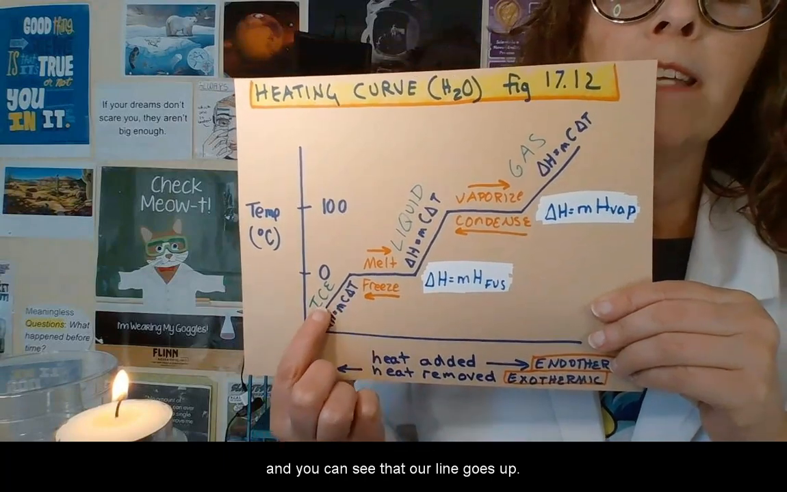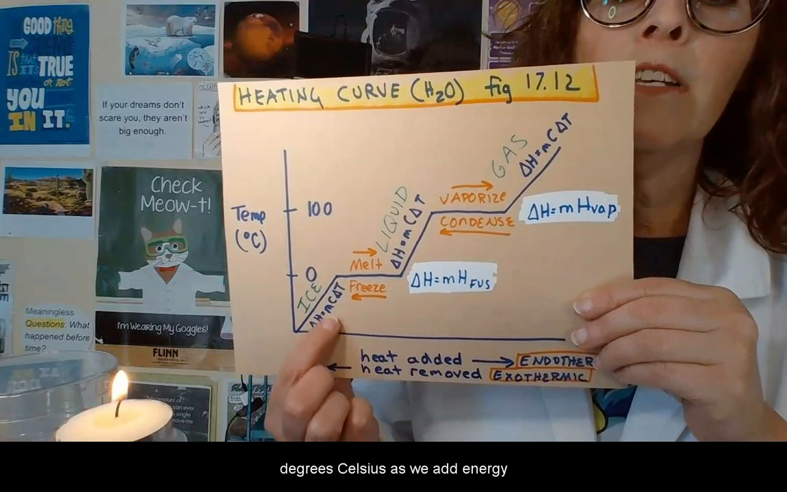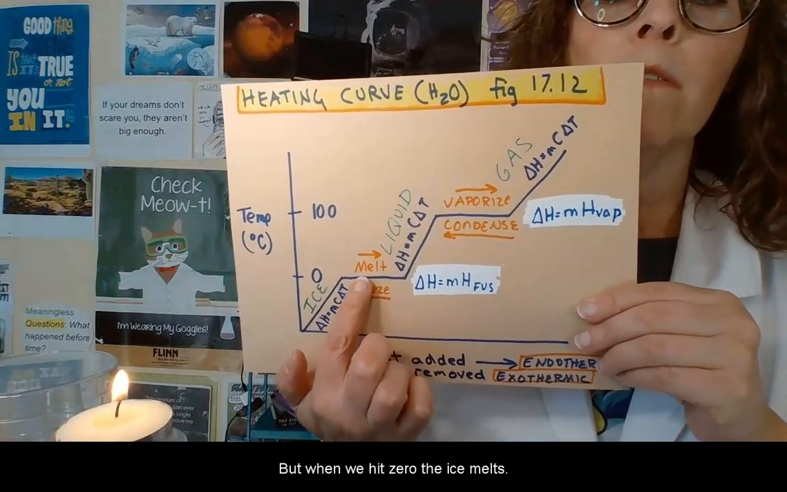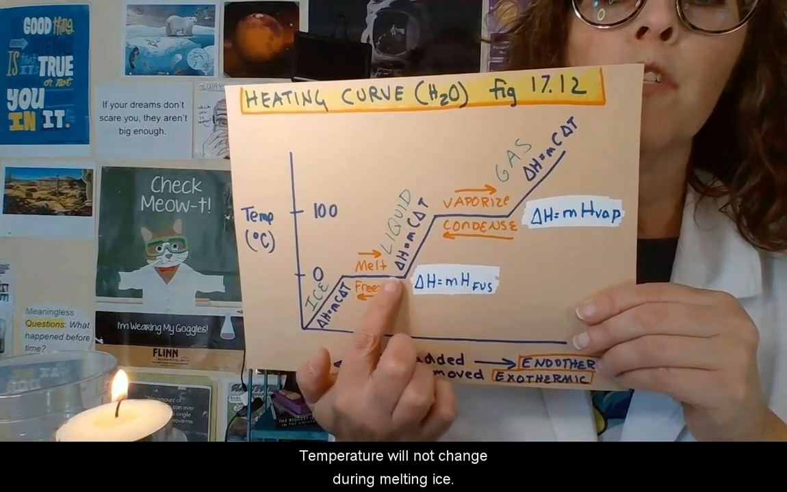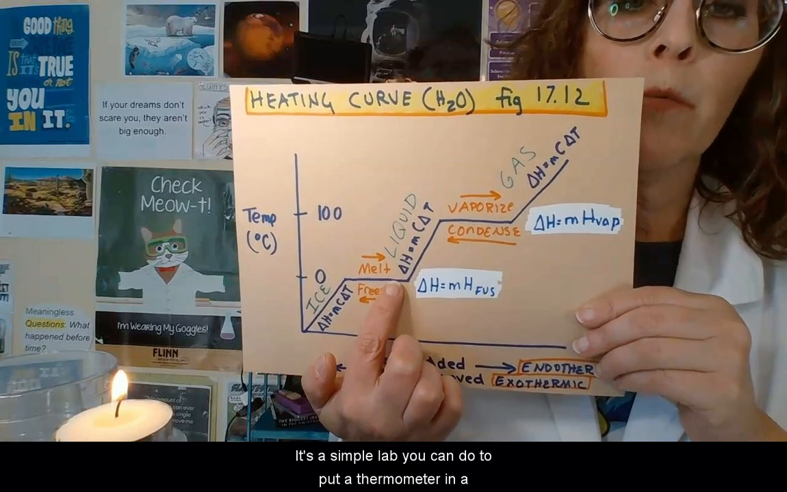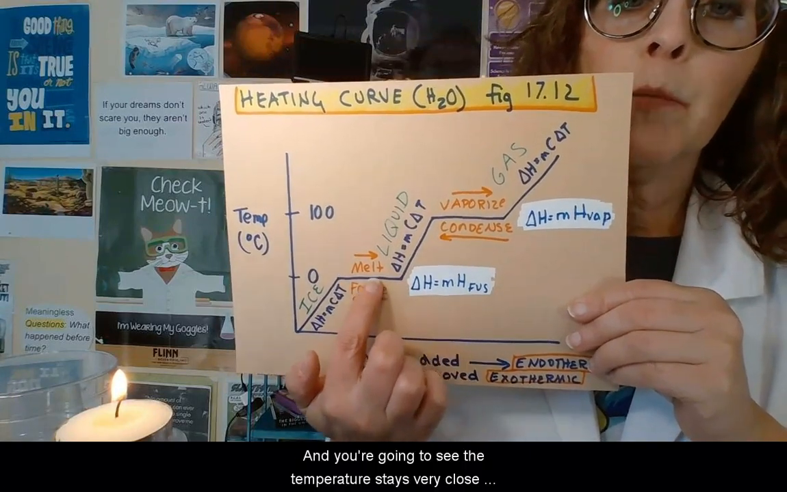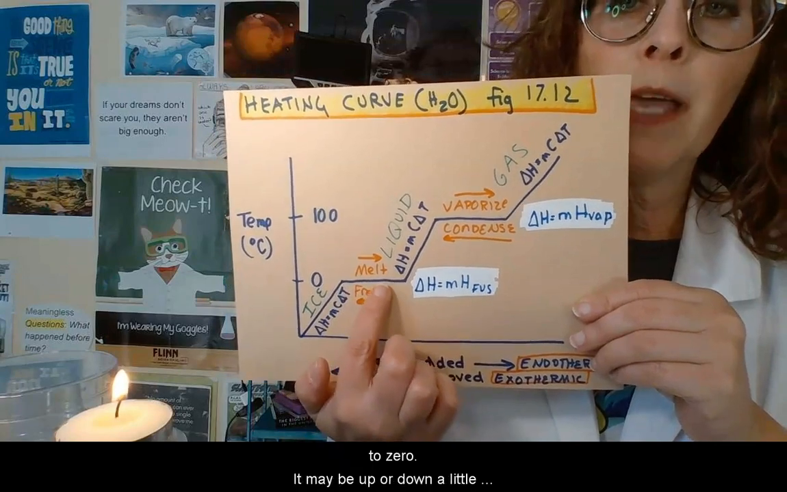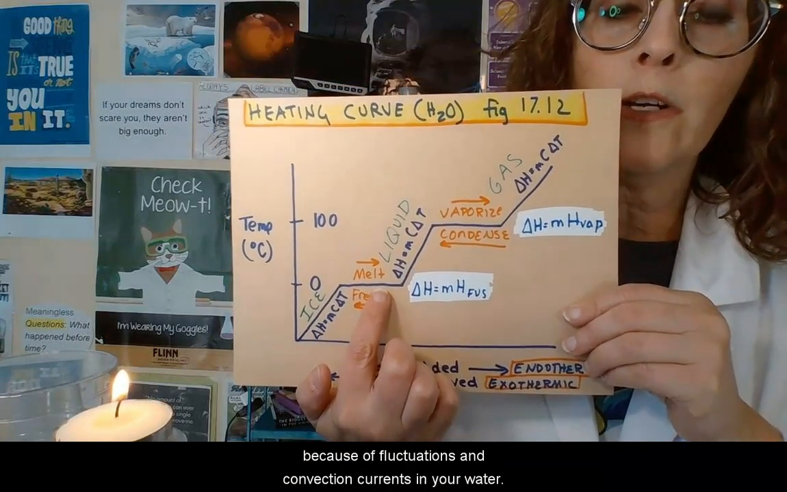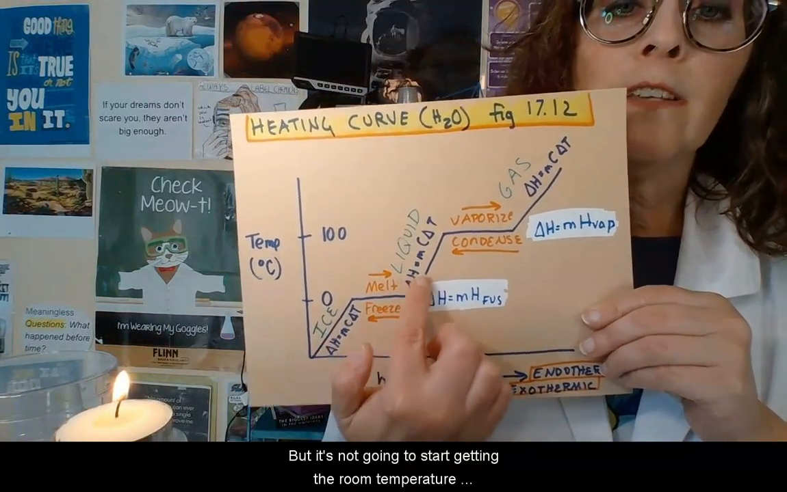As long as we have ice somewhere below 0 degrees Celsius, as we add energy, it stays ice. But when we hit 0, the ice melts. Temperature will not change during melting ice. It's a simple lab you can do. Just put a thermometer in a little cup of ice water, and you're going to see the temperature stays very close to 0, maybe up or down a little because of fluctuations in convection currents in your water. But it's not going to start getting to room temperature until all the ice is gone.